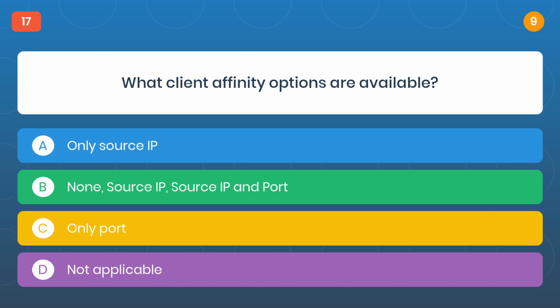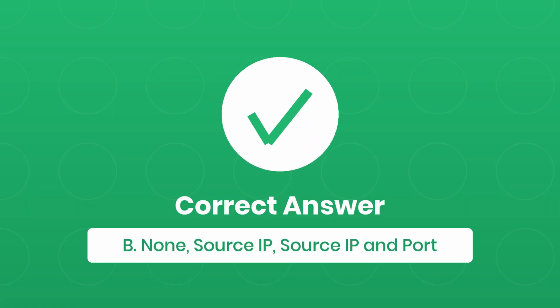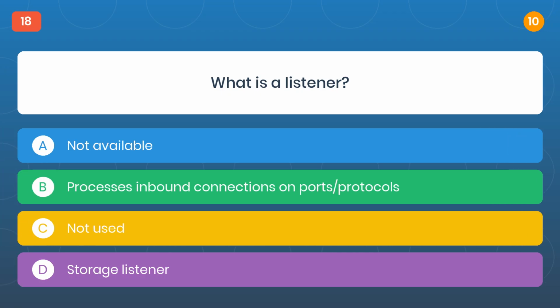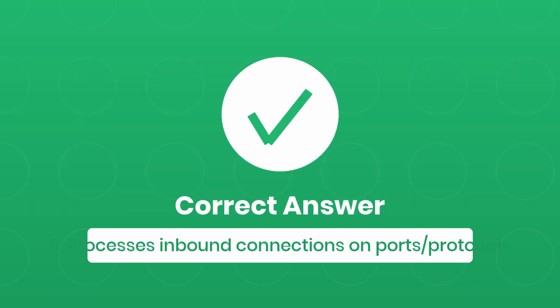Question 17. What client affinity options are available? The correct answer is B, none, source IP, and port. Question 18. What is a listener? The correct answer is B, processes inbound connections on port/protocols.